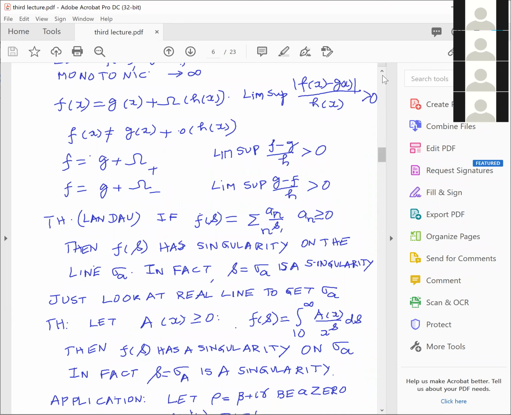And the second major thing is that in the case of a power series, there will always be a singularity on the circle of convergence, whereas in the case of the Dirichlet series, it is not necessary that there's a singularity on the line of convergence. And we even gave an example, which is this alternating sum, 1 minus 1 over 2 power s plus 1 over 3 power s minus 1 over 4 power s plus 1 over 5 power s minus 1 over 6 power s, etc. And this series, the line of convergence is on the line sigma equal to 0.